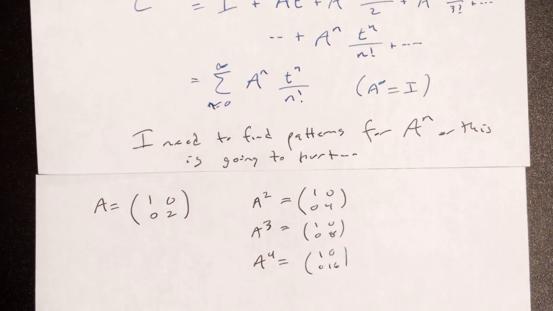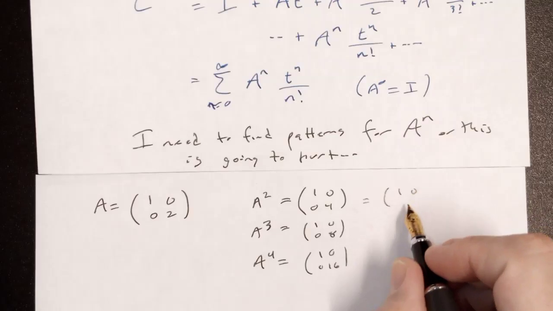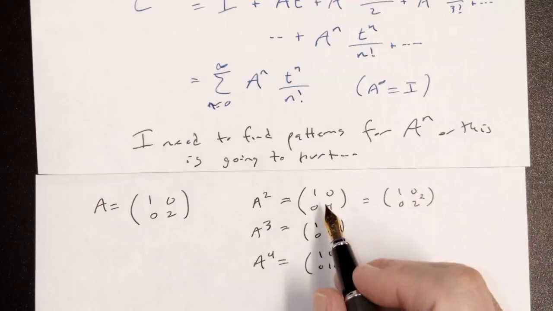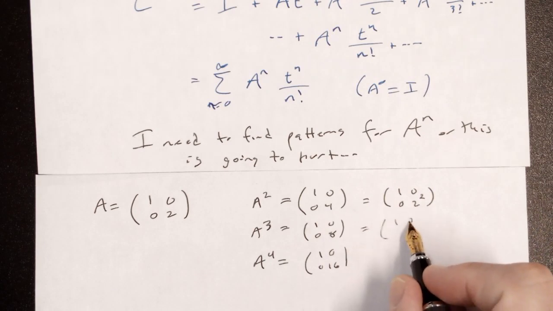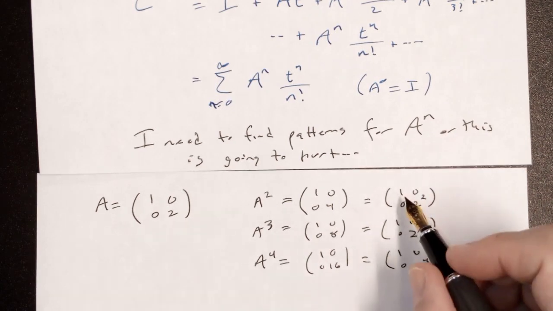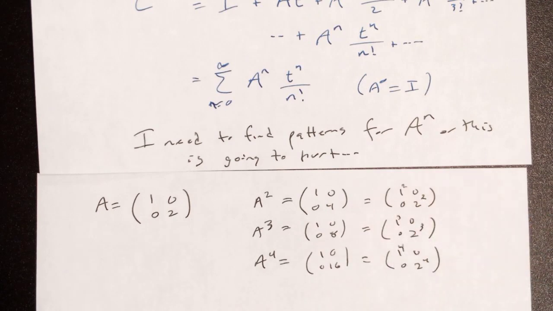Okay, wait a minute. If it doubles every time, I could write this as 2 squared, couldn't I? For that 4. And here, I can write it as 2 cubed. And here I can write it as 2 to the 4th. Oh, okay. Remember, 1 raised to any power is 1. So I could think of this 1 up here as 1 squared, and this one here is 1 cubed, and this one here is 1 to the 4th.